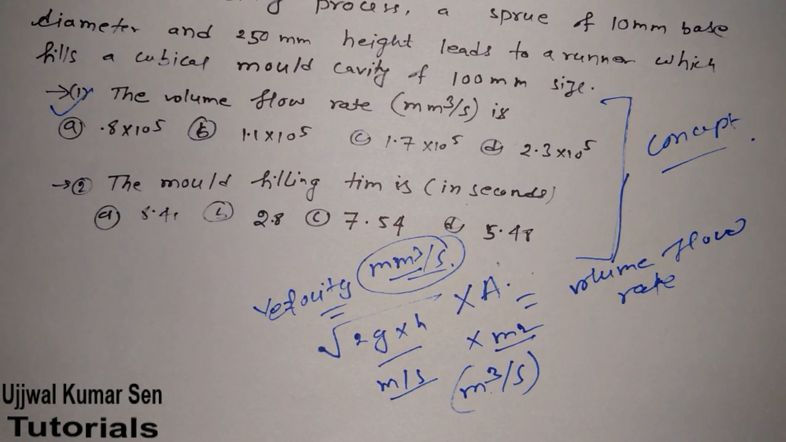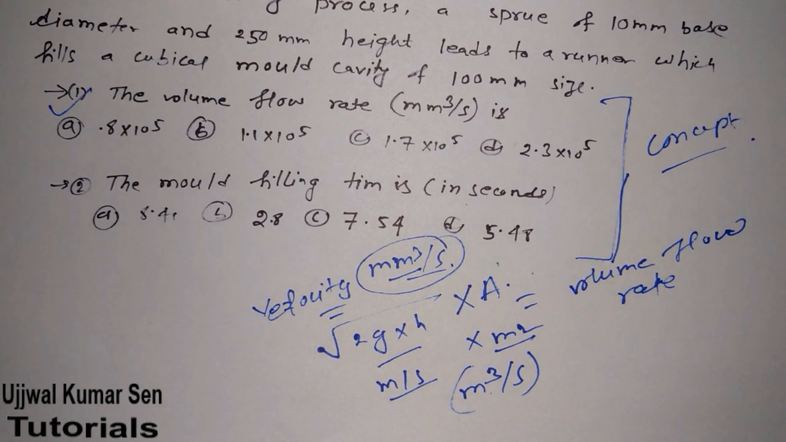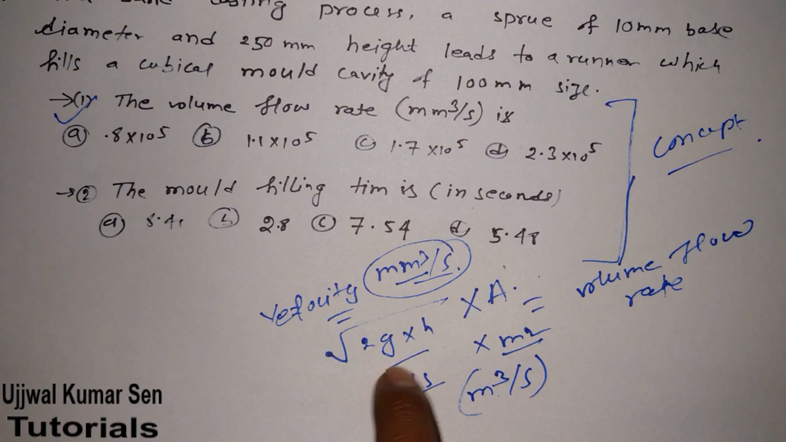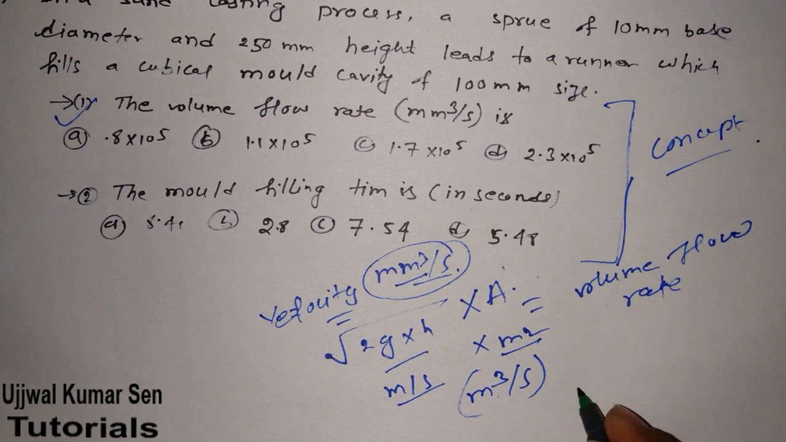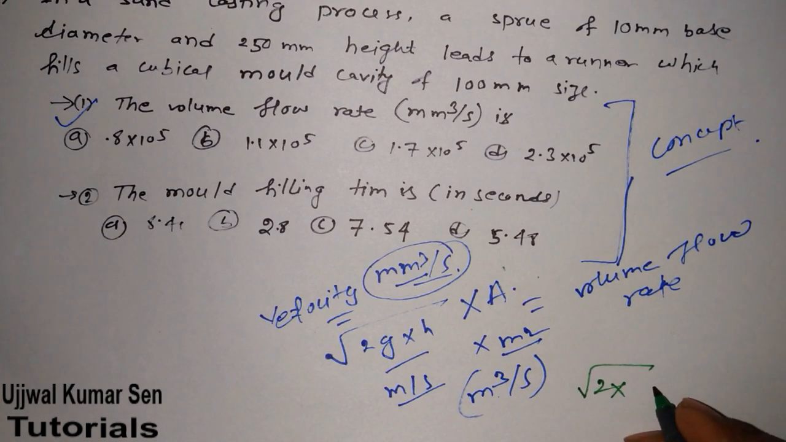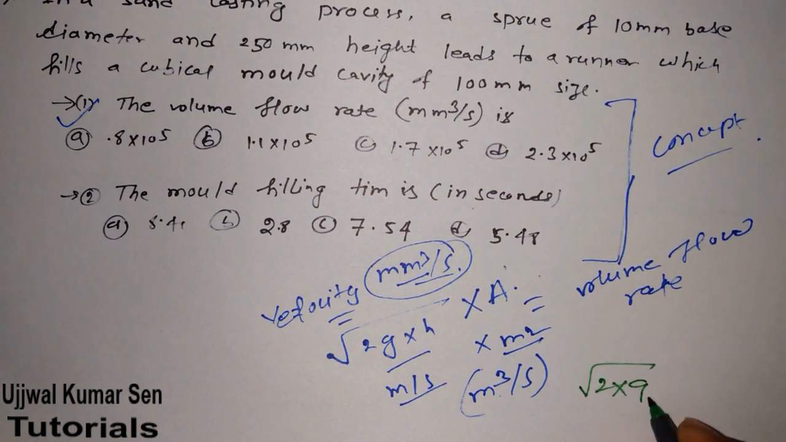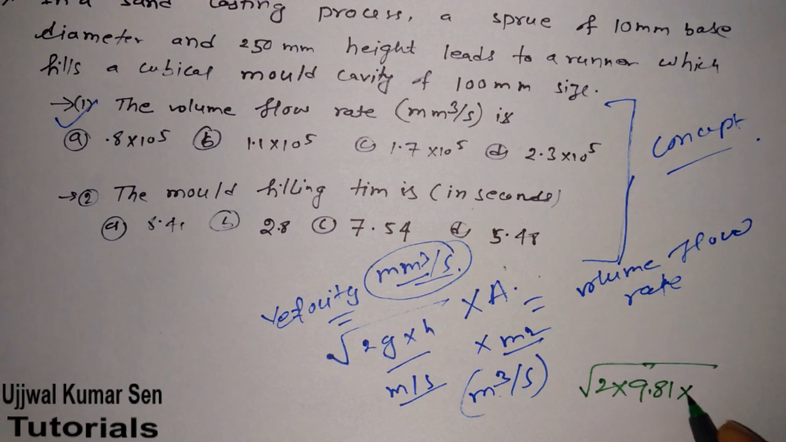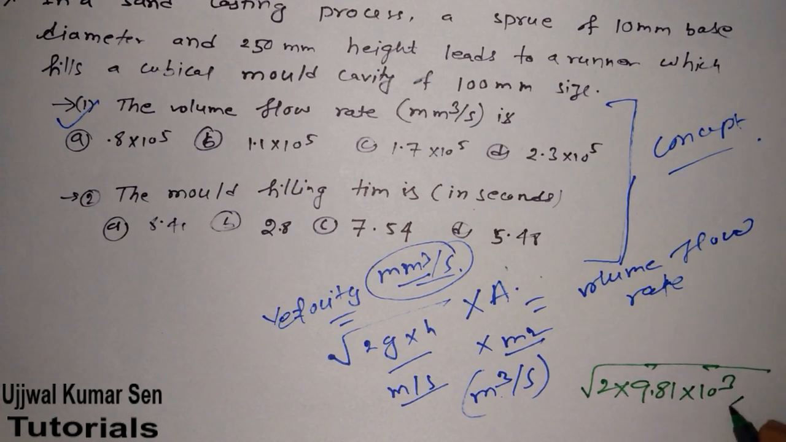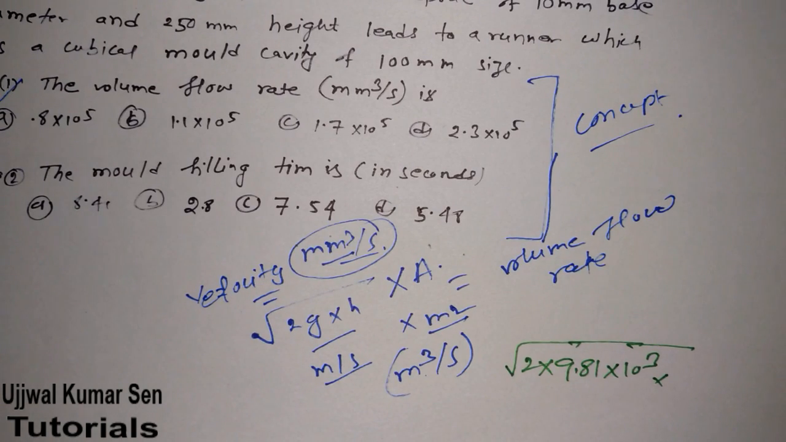Because velocity is meter per second and area is meter square, what will we get? Meter cube per second. If we do this in mm, then it will be millimeter cube per second. Getting my point? So first of all, what is our motto? To get velocity in millimeter per second. So what is the formula for finding out velocity? Root of 2gh.